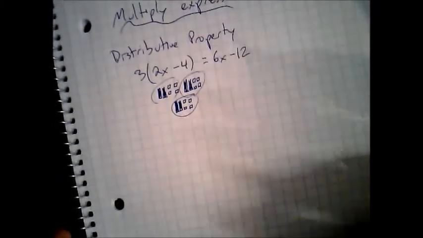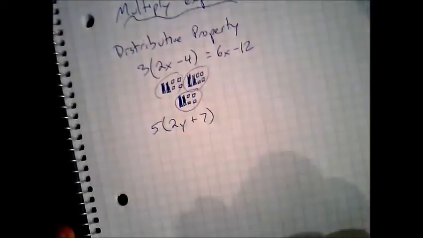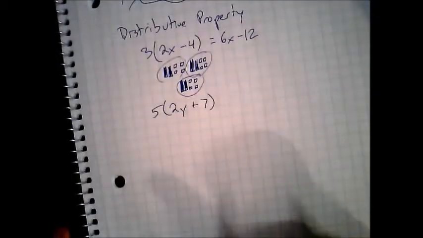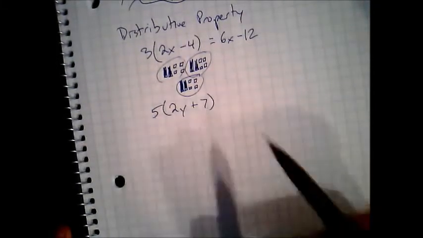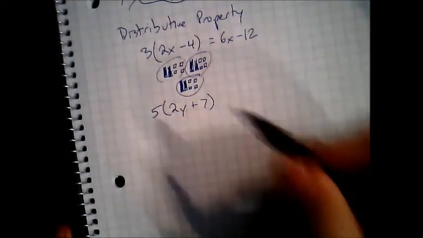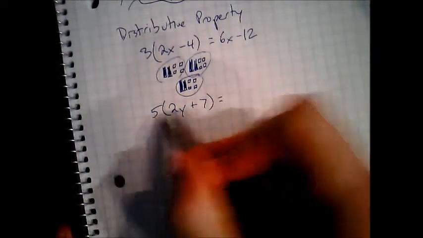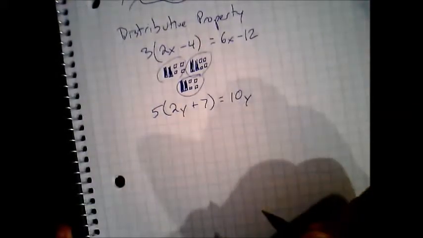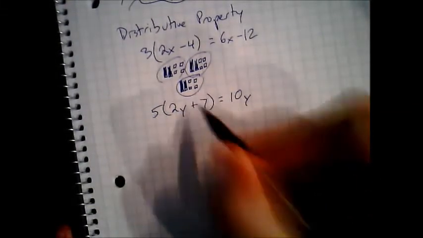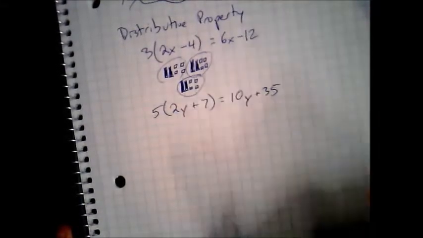So let's look at another example. A very basic second example. Okay, so we have 5 times the group 2y plus 7. That means we have this group 2y plus 7 5 times. Now without drawing this, let's just think about what we have. Well, we're building 2y 5 times. So we're going to do 5 times 2y and get 10y. And we have 5 groups of our 7 unit tiles. So we do 5 times 7, which is 35.